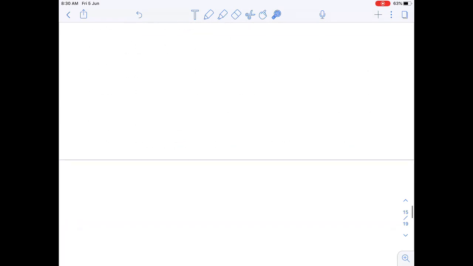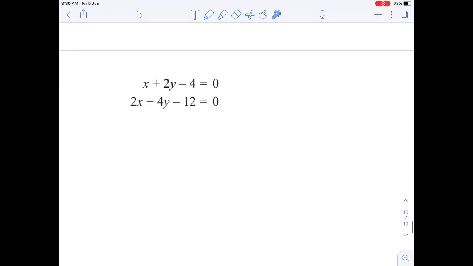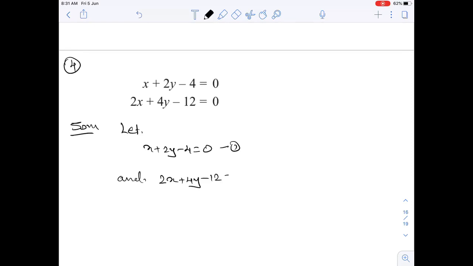Now let us solve one more question. In this question we have x plus 2y minus 4 equals 0. Another equation we have is 2x plus 4y minus 12 equals 0. So our regular procedure we will follow. Solution: let x plus 2y minus 4 equals 0 be equation number 1, and 2x plus 4y minus 12 equals 0, let this be equation number 2.